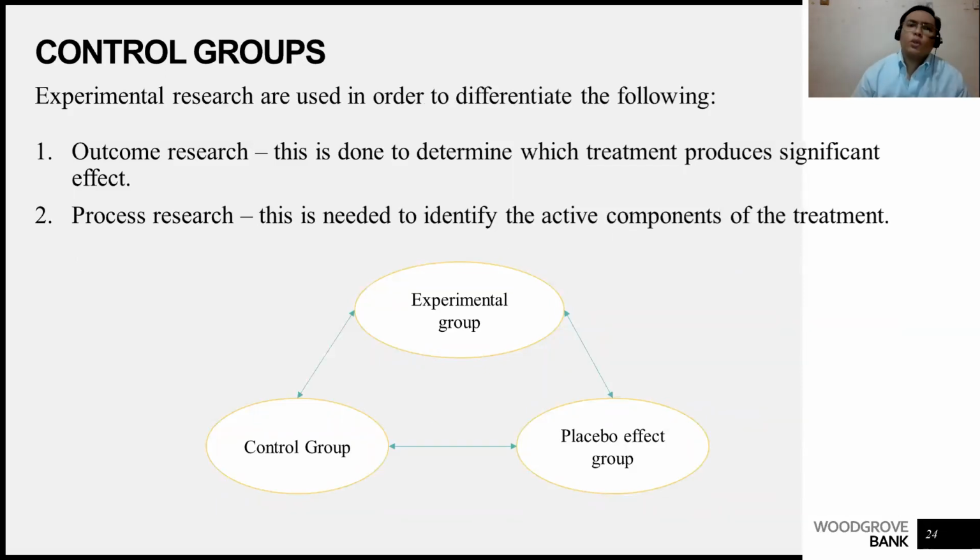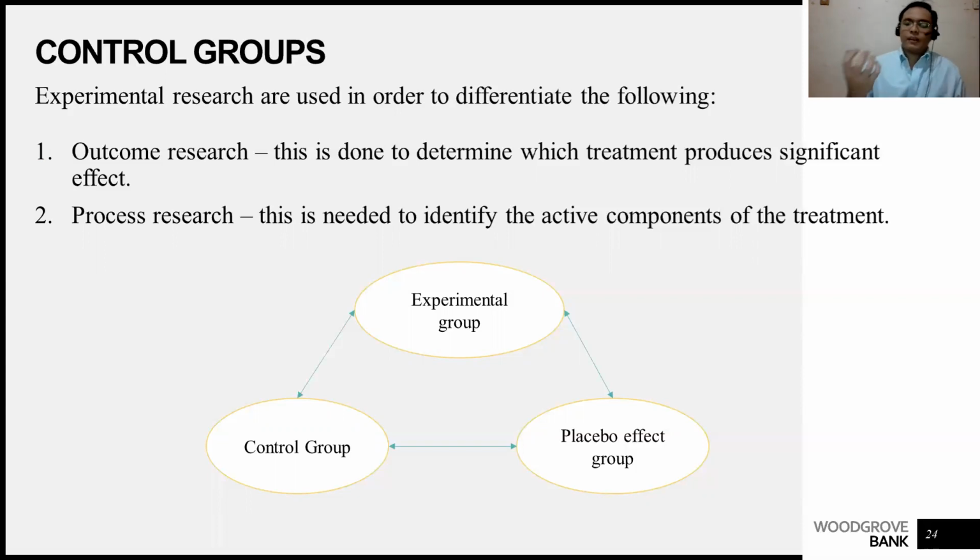So in a control group, we have the idea that the experiment has two differentiations. One is outcome research and two is process research. Outcome research is determined to see if there is a significant effect in the treatment process. Process research is used to identify the active components of the treatment. So in summary, outcome research is based on the outcome.